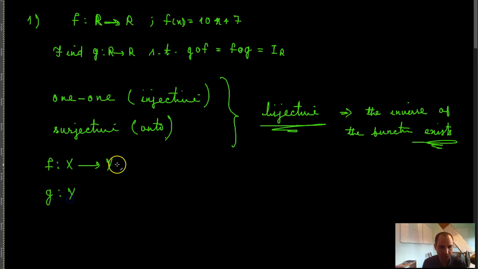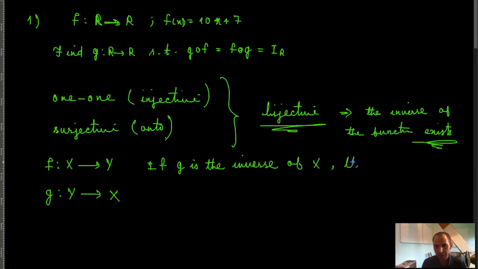to some set Y, and if you have some function g from the same set Y to the same set X, now if g is the inverse of f, then you can say that g o f is equal to I of X, and f o g is equal to I of Y.